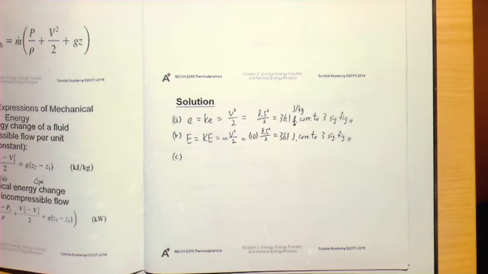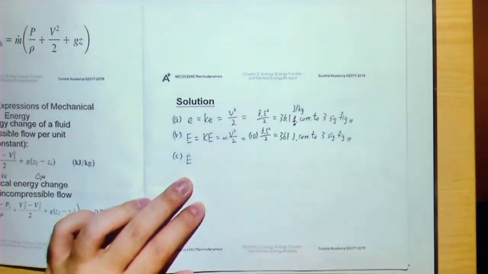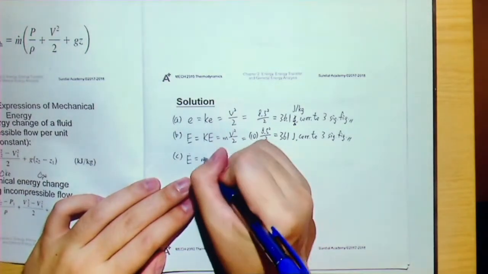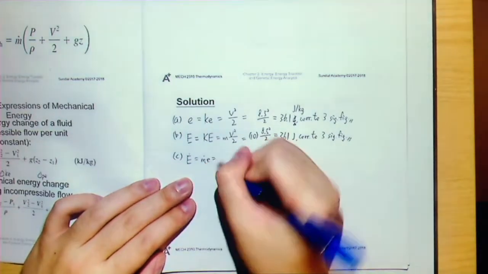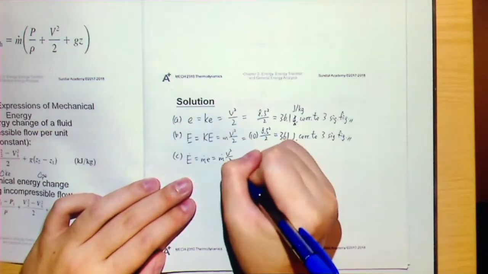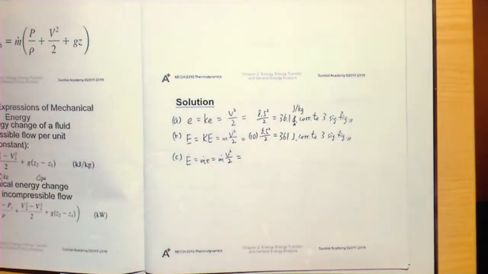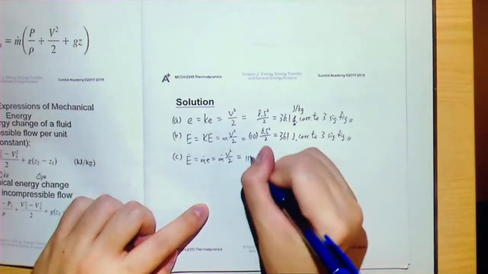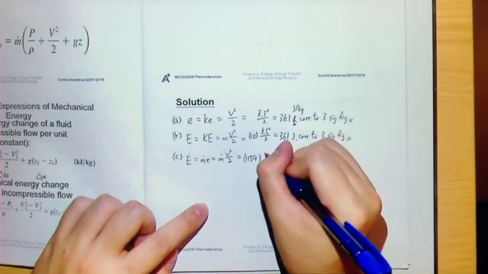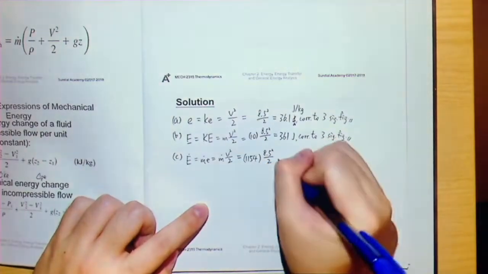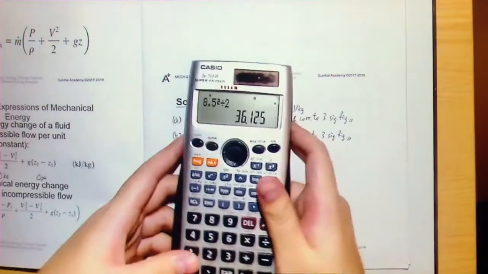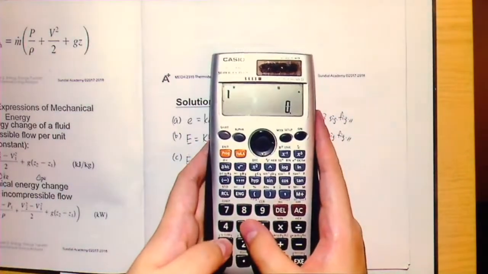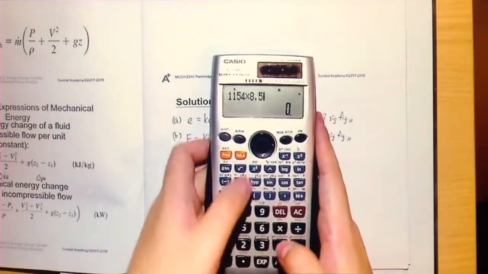Part C, we need to find out the wind energy for a flow rate of 1154 kg per second. Since we have the flow rate, the wind energy you calculate should be in rate form. So that should be the wind power. In this case, it will be equal to m dot times e. But we know that e is V squared over 2, so after some transformation you plug in the values. m dot is 1154, and then V squared is 8.5 squared. I calculate 1154 times 8.5 squared divided by 2.